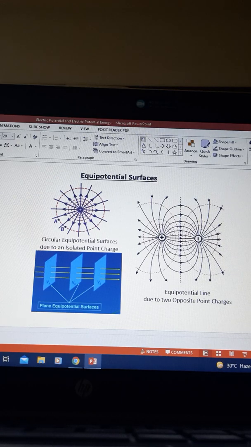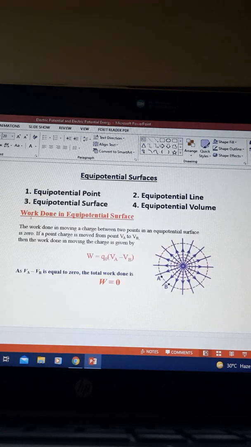Now there are some important terms related to equipotential surface, such as equipotential point, equipotential line, equipotential surface, and equipotential volume. And the names are very clear. Look, if there are points with the same potential, they are known as equipotential points. So the points in any electric field, if they are all at the same electric potential, are called equipotential points. And if these points are connected by a line or curve, it will be known as an equipotential line.